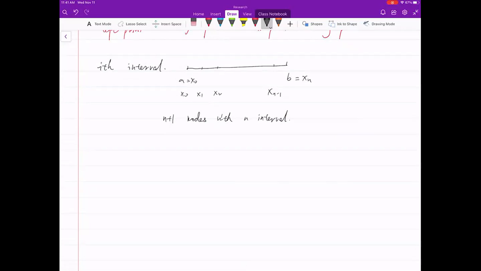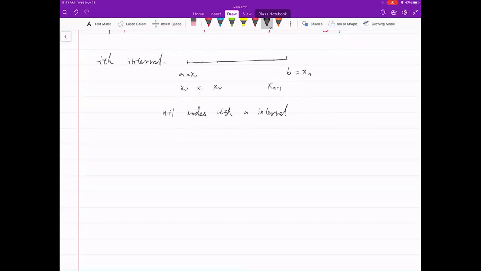Okay. Second, the first interval, the second interval, the third interval, and so on. So the ith interval is going to be x_{i-1}, x_i. You can take i to be 10. So the 10th interval is going to be x_9, x_10.